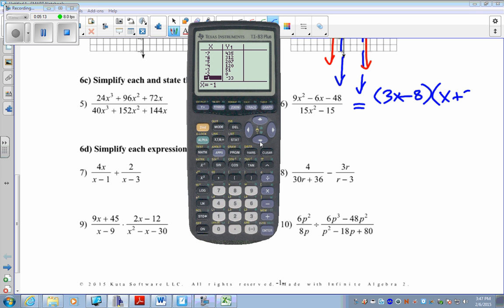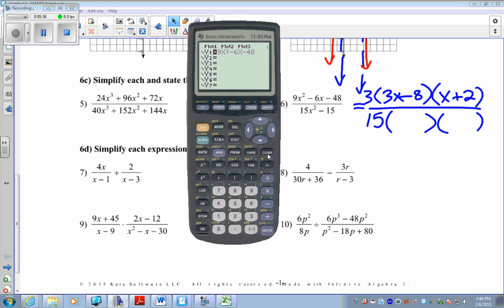Now, I think we did forget something right away. Probably forgot the greatest common factor. Greatest common factor between 9, 6, and 48 is 3. So I have to put that up front. In the denominator, the greatest common factor I can see is 15. I probably should put in 15x squared minus 15 to make sure, because there's a square left, see if I can factor it further. So go to the graph. I got -1 and 1. So it does factor further. So x plus 1, x minus 1.